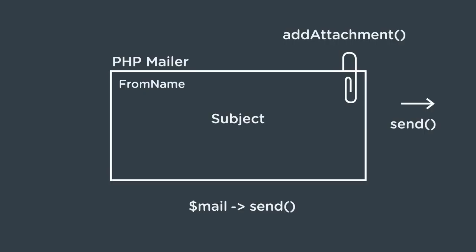Methods are like functions, and they can receive arguments inside those parentheses. The send method receives no arguments, but you still need the parentheses. The add attachment method, on the other hand, does receive an argument. It receives a reference to the file that you want to attach.